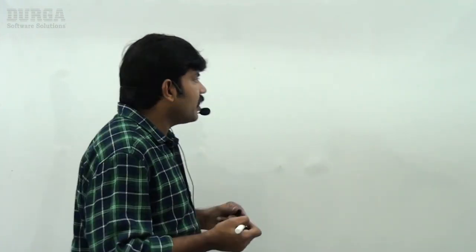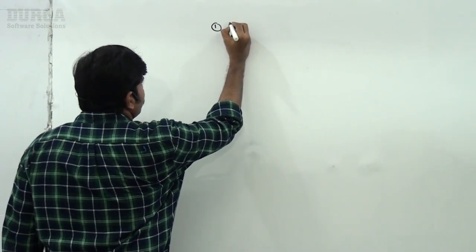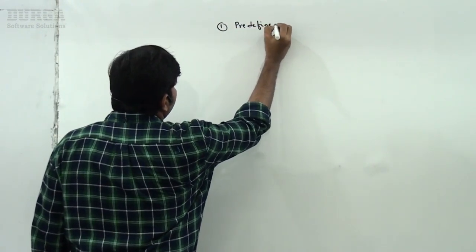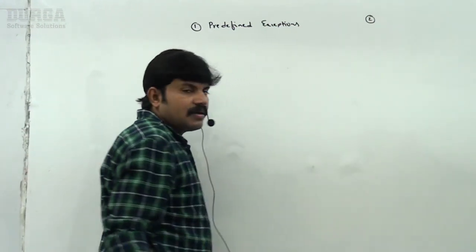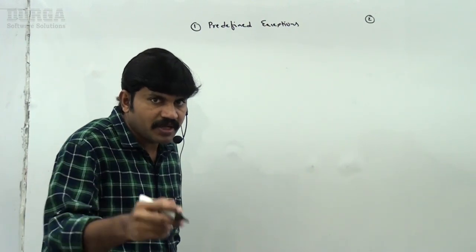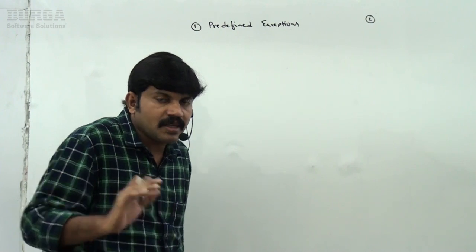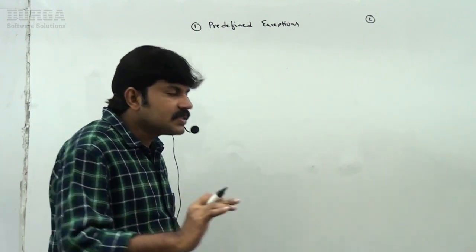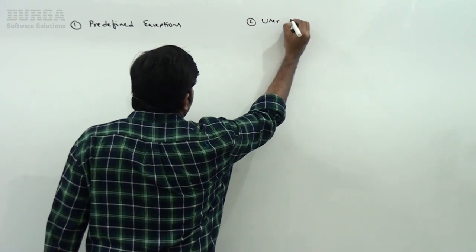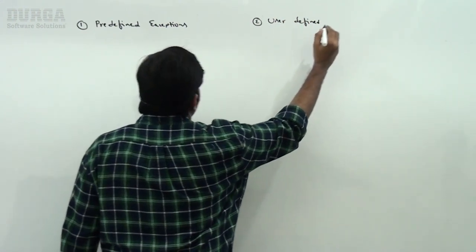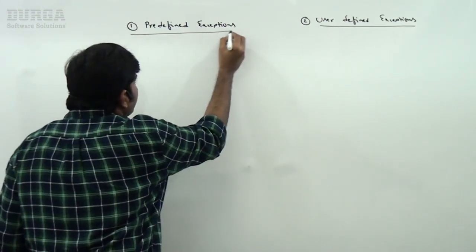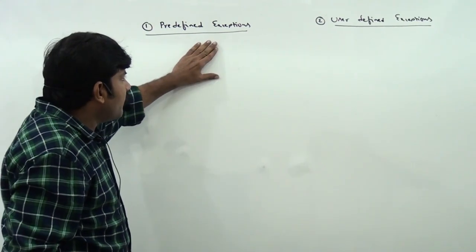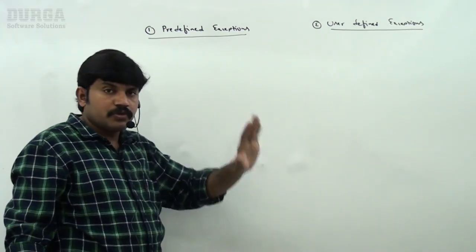Yes friends, there are two types. The first one, predefined exceptions. Second one, if it is not predefined, then obviously someone is responsible to define. The programmer, the developer is responsible to define. Such types of exceptions are called user defined exceptions. Remember this one, user defined exceptions. So how many types of exceptions are there? There are two types. First one, predefined exceptions. Second one, user defined exceptions, right?